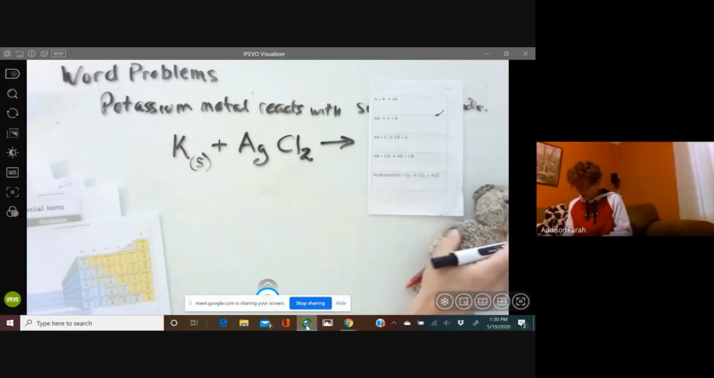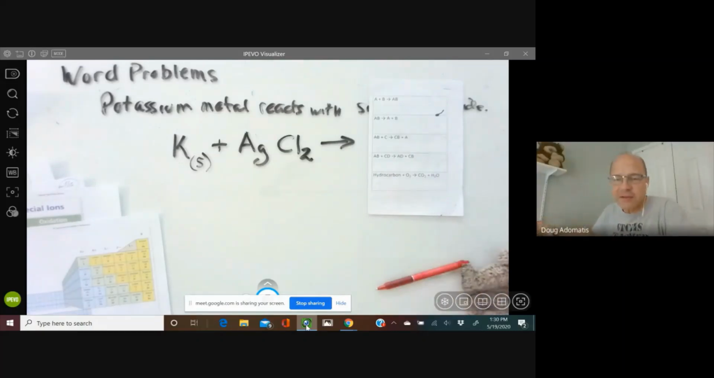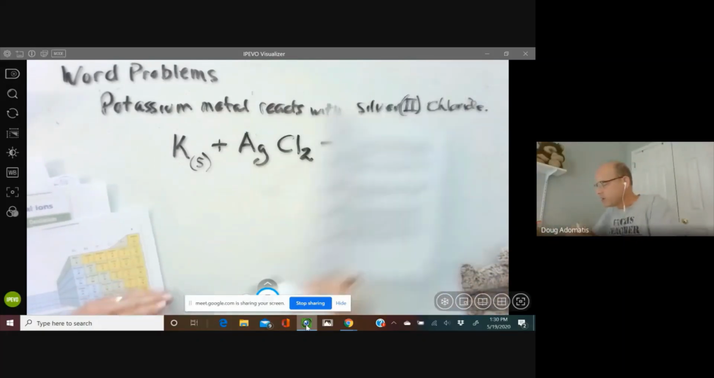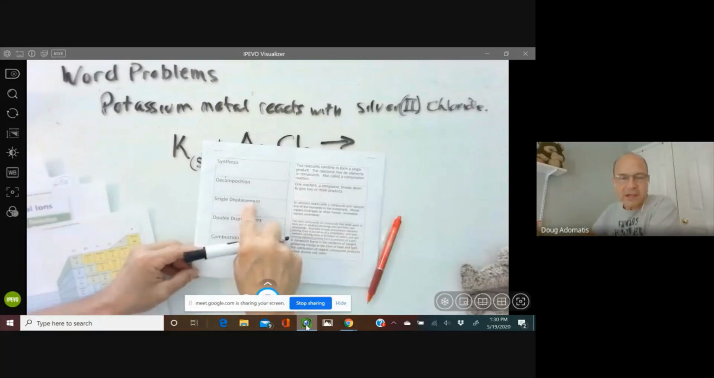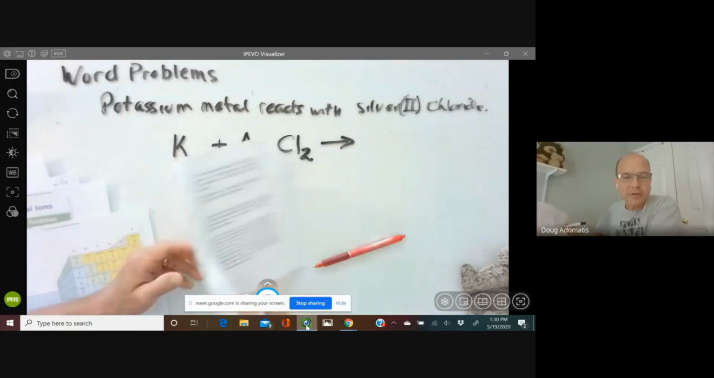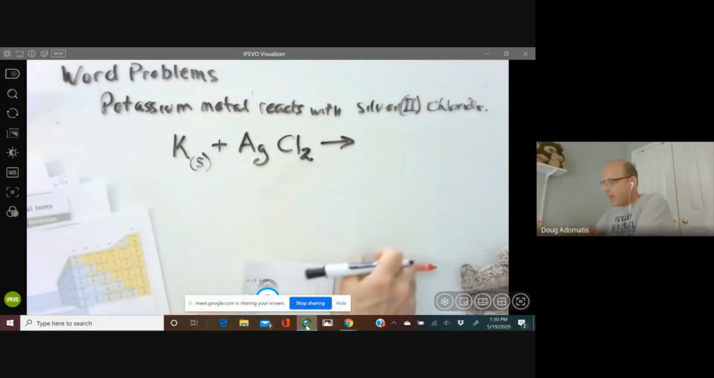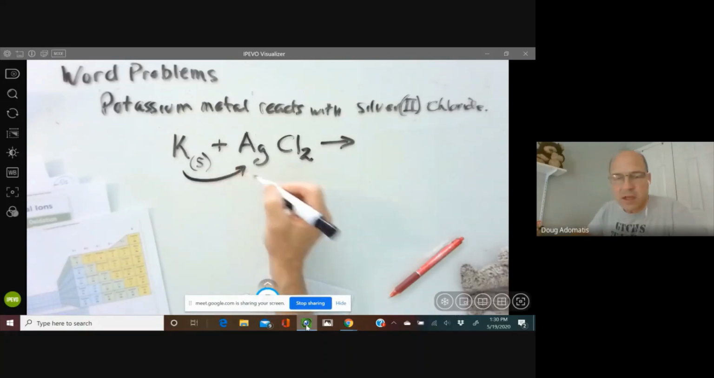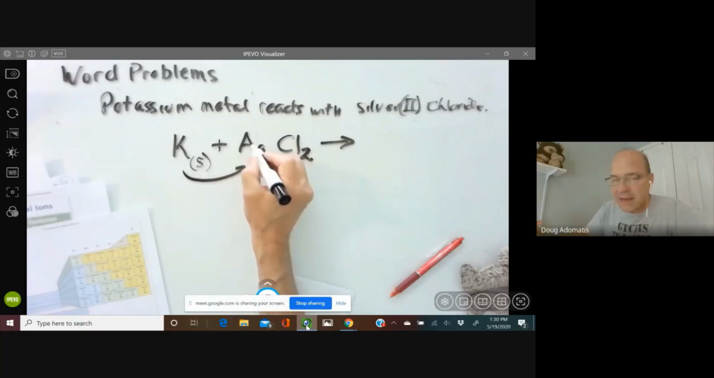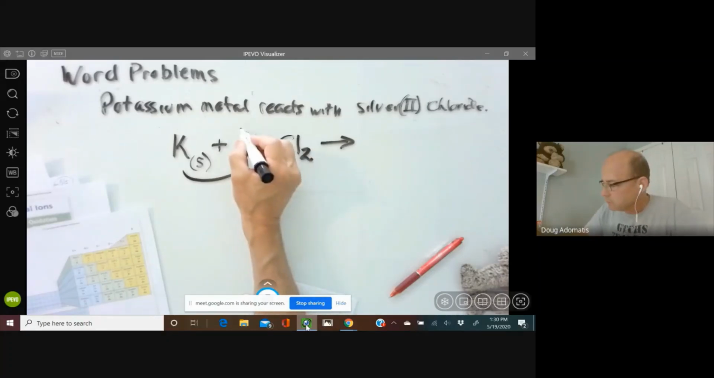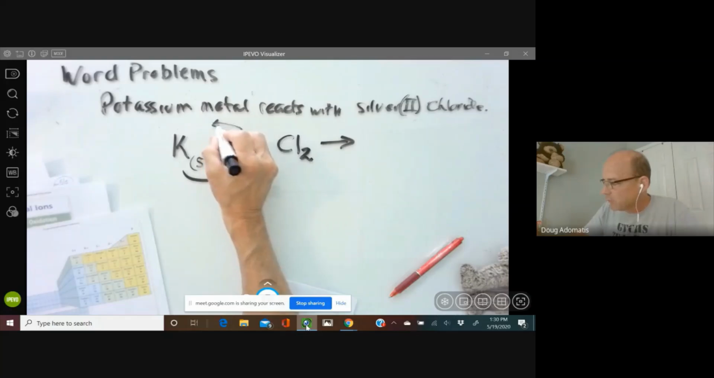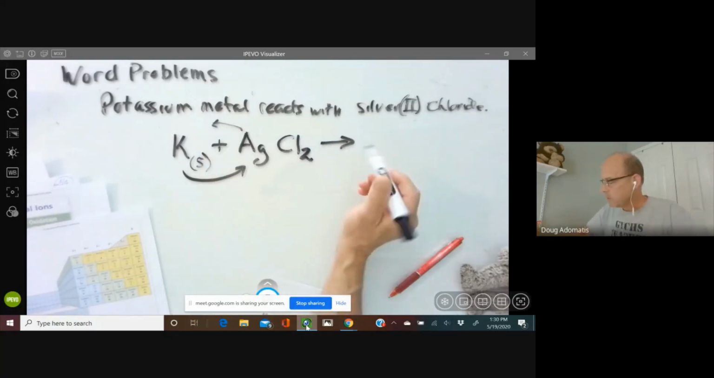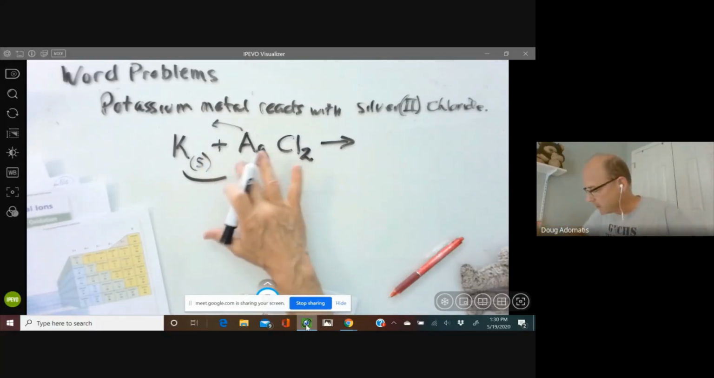Yes. Yay. I even said at the beginning I wanted to do an example of a single displacement, single replacement reaction. Okay? And that is the case where the lone metal is going to kick out the metal in this binary ionic compound here. So potassium is going to kick silver out. Okay? That's what's happened chemical-wise.